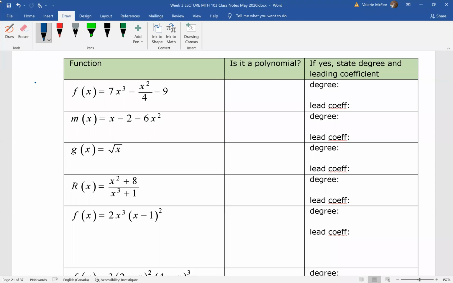So here are some examples of functions. Let's take some time to practice determining whether or not they are polynomial functions, and if they are polynomials, finding the degree and the leading coefficient.